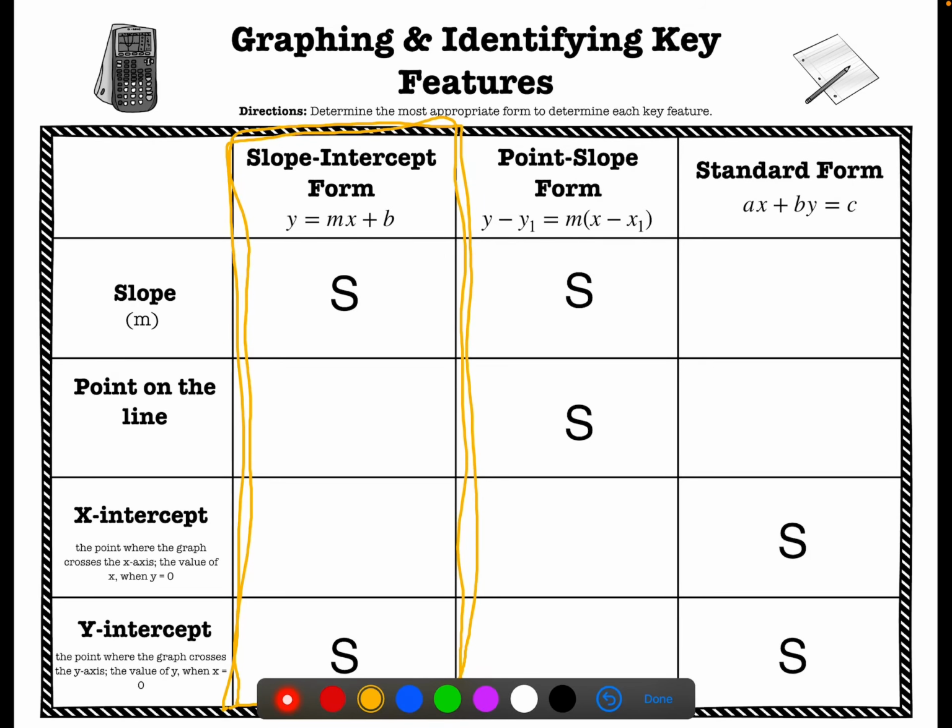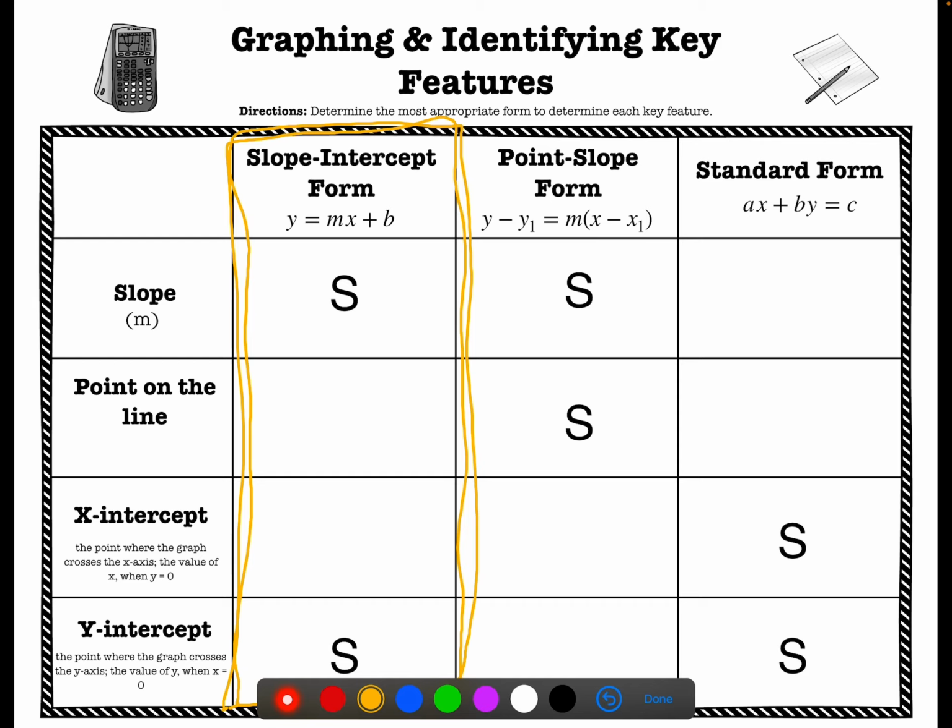Okay, over the next couple of days, we're going to be talking about how do we write an equation in slope-intercept form, point-slope form, and standard form, given certain information. Now, we can write an equation in slope-intercept form, point-slope form, and standard form given the slope, point on a line, x-intercept, y-intercept. But different forms make it easier to write given certain information.